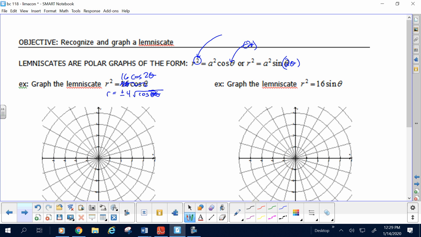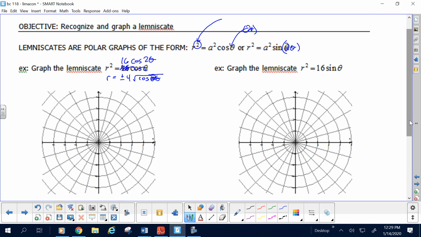Now, this here is going to be a little bit wacky, but let's just go through it step by step. So what about at theta equals 0? r squared is 16 cosine of 0, which is 16. Are you with me? So r is 4.